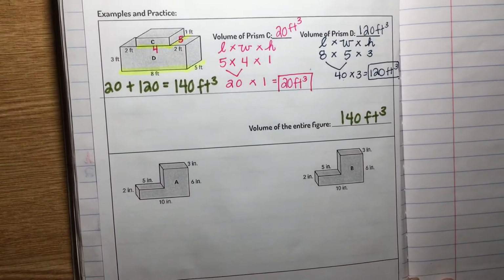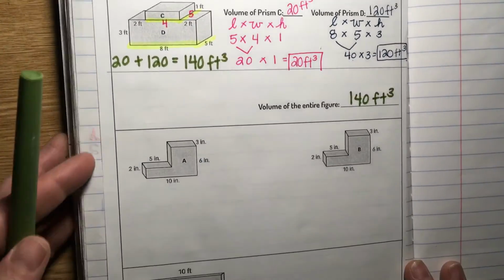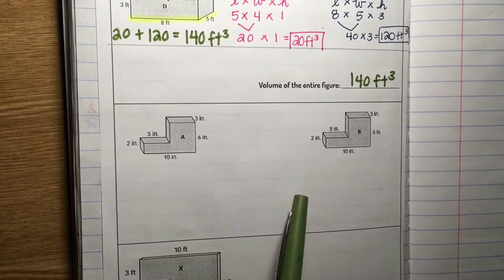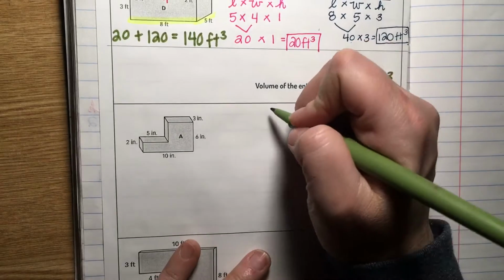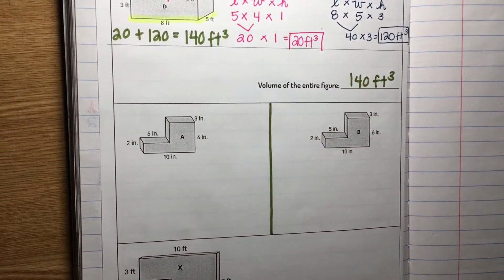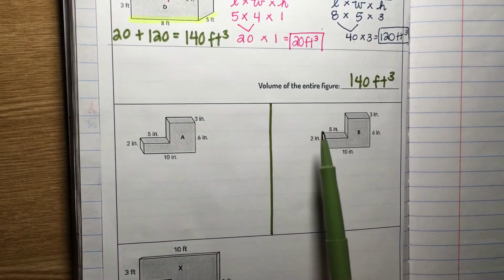All right, the next problem, we're going to look at this figure two different ways. So we started doing this with our practice sheet. First thing I want you to do is to divide this box in half. And I want you to notice that both of these shapes are exactly the same.